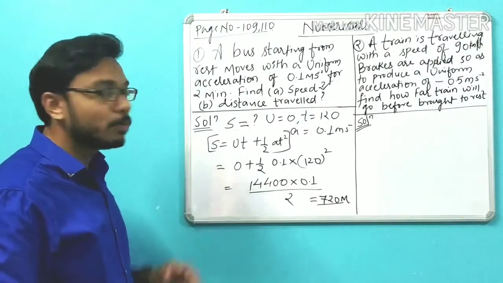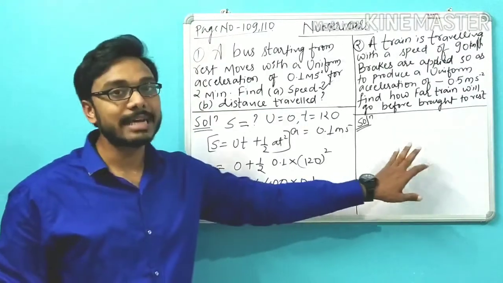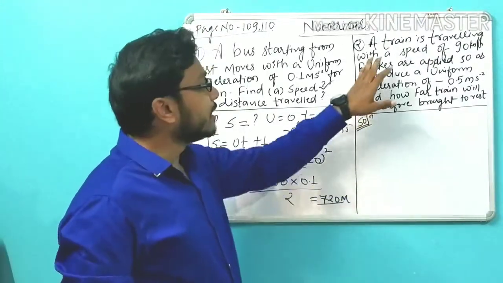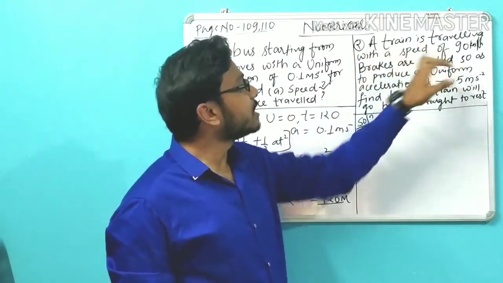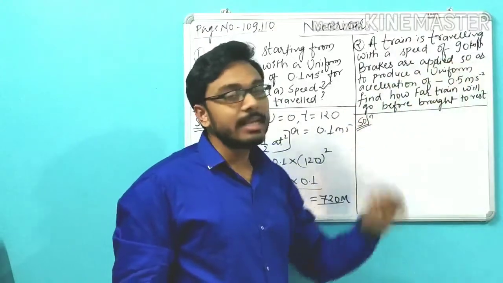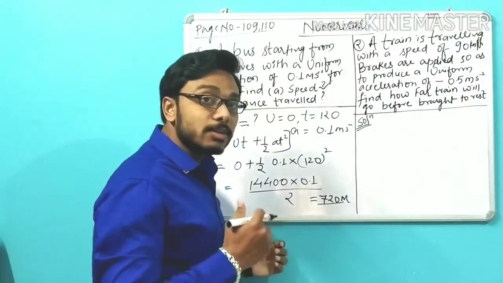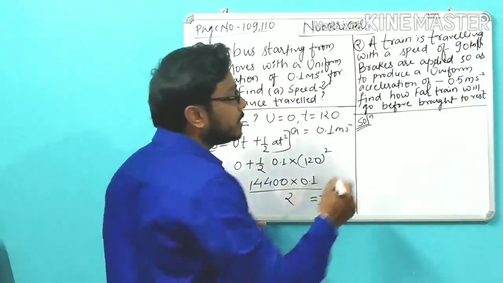So here we have got both the parts. Now we will do the second question. Side by side we will write it also. A train is traveling with a speed of 90 kilometers per hour. It is already traveling, meaning it has initial velocity.